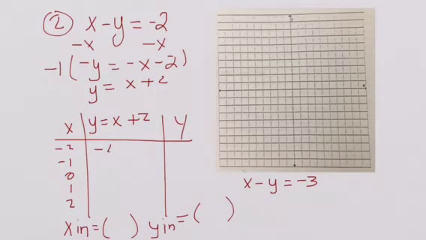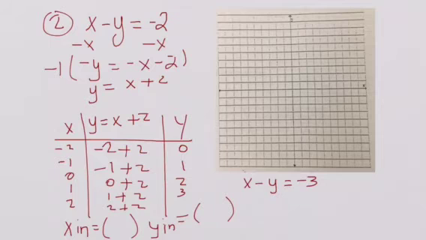So we're going to plug in negative 2 plus 2, negative 1 plus 2, 0 plus 2, 1 plus 2, and 2 plus 2. And we're going to generate some ordered pairs. So negative 2 plus 2 is 0, negative 1 plus 2 is 1, 0 plus 2 is 2, 1 plus 2 is 3, and 2 plus 2 is 4. We're going to find our coordinates on our graph. So we're going to do negative 2, 0, and then negative 1, 1, and then 0, 2, and 1, 3, and 2, 4.